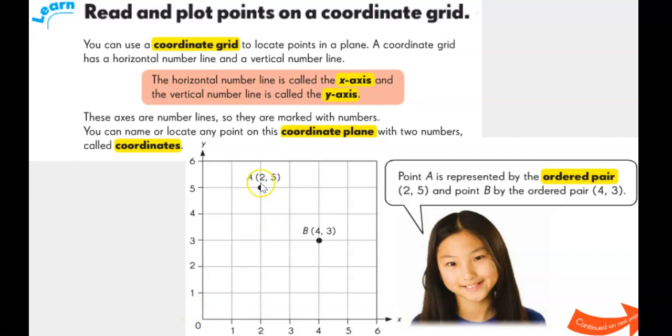So for example, you see this point right here, point A. And you can see right here, it has coordinates 2 and 5. Point A is represented by the ordered pair (2, 5). What that means is it is over 2 on the x-axis and up 5 on the y-axis, which is always how we read ordered pairs. We read the x-axis first and then the y-axis. So if we look at point B, we go over 4 and up 3. So it is at (4, 3) on our coordinate grid.